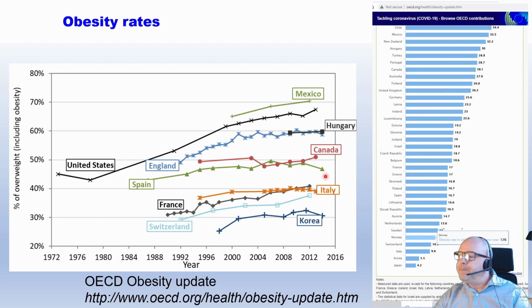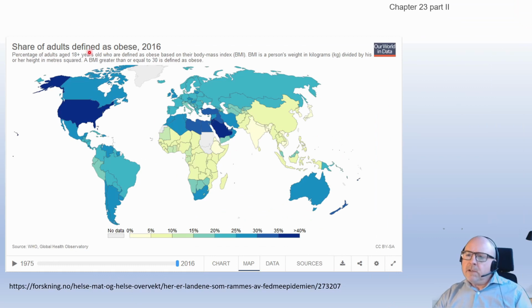This is obesity rates. Put Norway in here, not doing too bad. 12% of adults were obese according to BMI in 2016. So I guess the amount of type 2 diabetes would be much less than this, maybe 5% or something. I don't have that data. Share of adults defined as obese in 2016 worldwide. We're not doing too bad up here, a bit worse, but not as bad as the States or some other countries. You can go in here yourself, forskning.no.